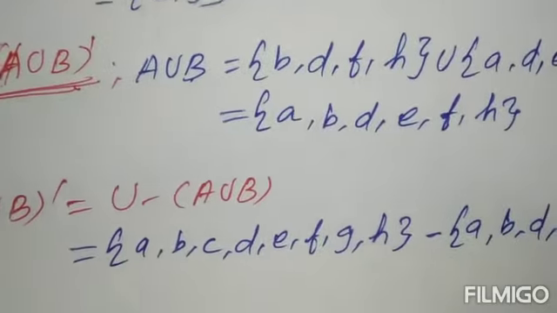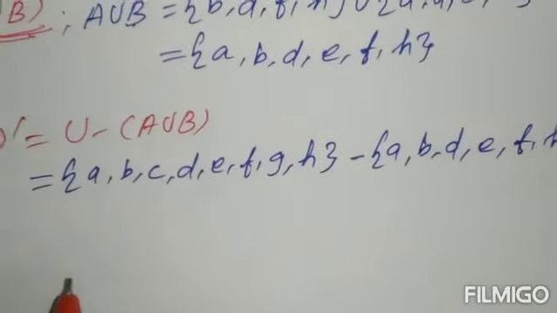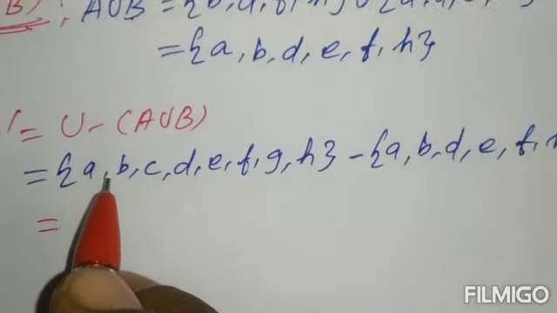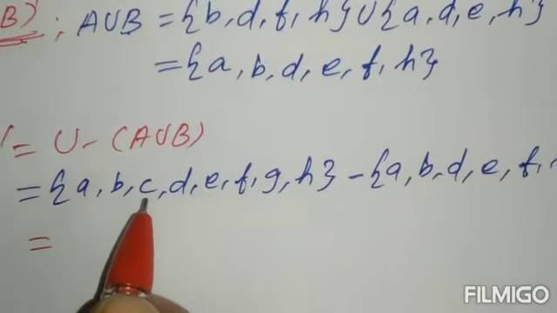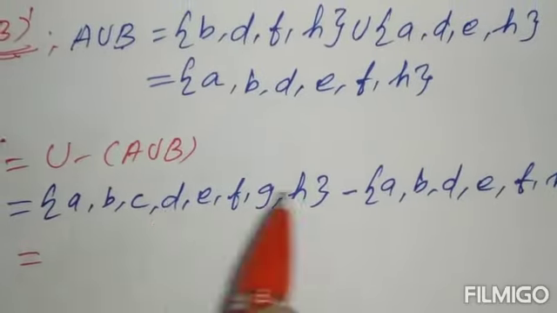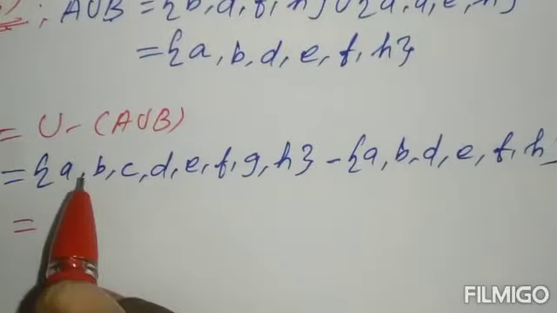So now we can find out the difference between U and A union B. Write the elements of U which belong to U but do not belong to A union B. The elements in U, and the elements in A union B, if they are present, leave them out and write the remaining elements. So now let us check.